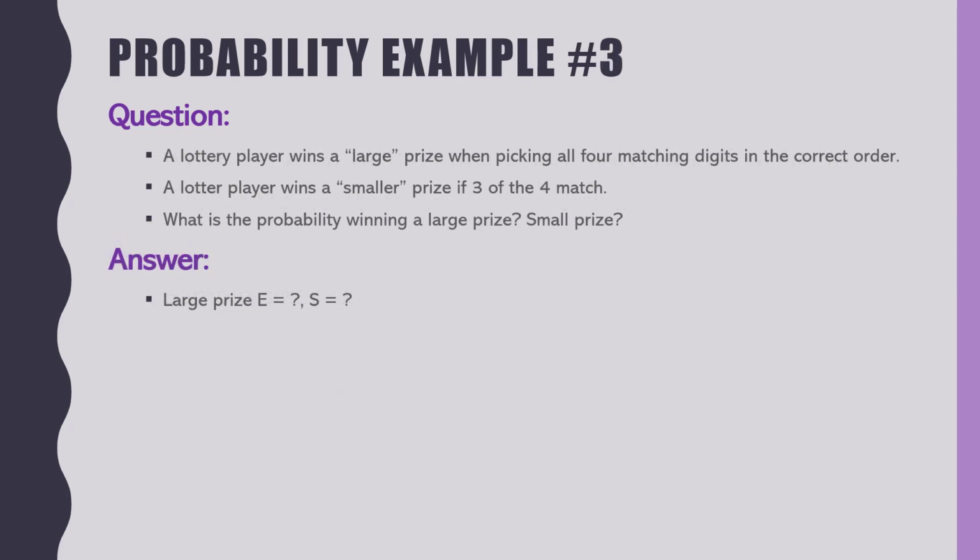Okay, let's get into a little bit trickier ones. A lottery player can win a large prize when you pick all 4 matching digits in the correct order, right? So if the lottery numbers were 5, 10, 15, 20, the only way you could win is if you picked the first number being 5, the second number being 10, and so forth, right? You can win a smaller prize if 3 of those 4 numbers match, okay? So what would the 3 of those numbers being the first 3, right? I think that's what the question's asking. What is the probability of winning a large prize and then of a small prize?